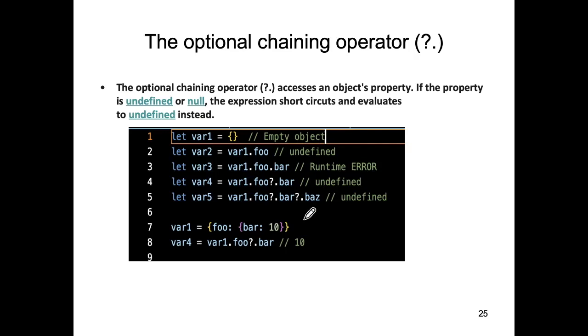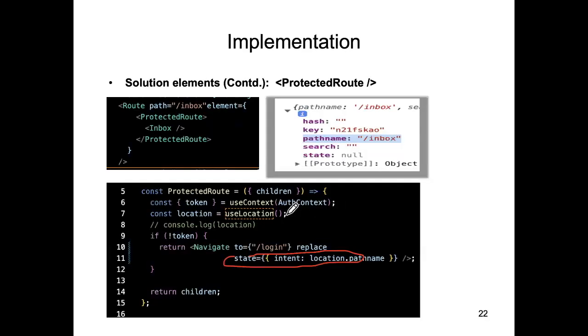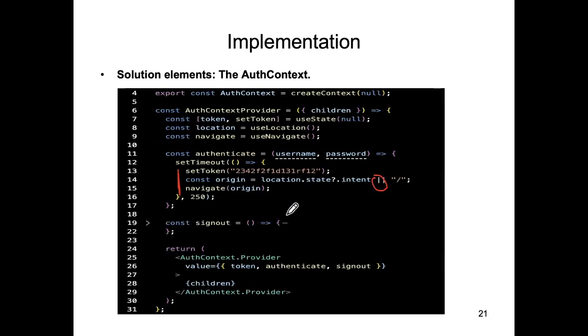And so that's why, if I go back to my particular usage of it, if I flick back yet again, in the scenario where the user goes to the login page directly themselves, location.state is going to be undefined. And so we don't want our code then to try and access an intent property in that case, because that would now cause this line of code to throw an exception.